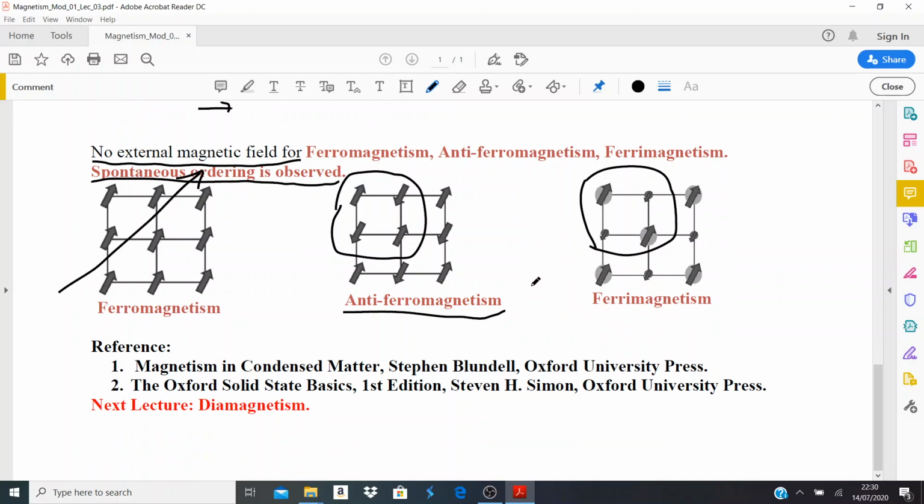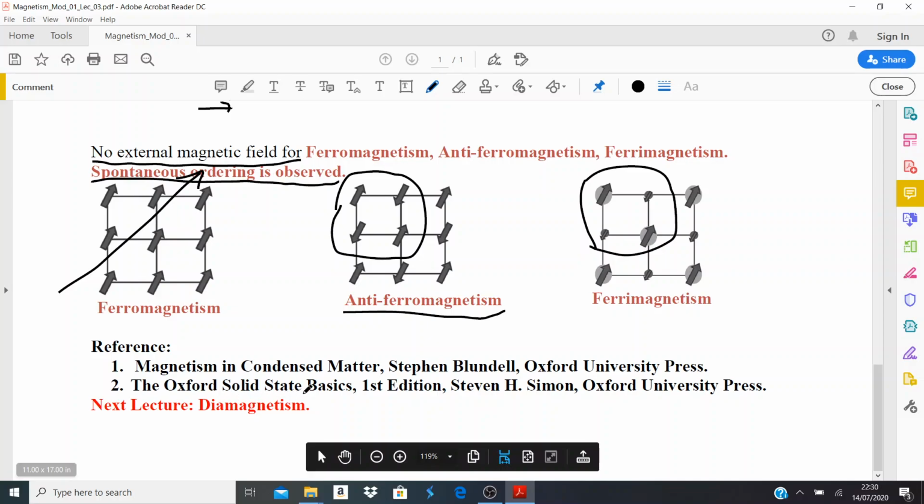Okay, that's about it. If you want to read about these things in detail, there are two references I would suggest. One is the usual one that I've been saying for the last few lectures. This is the new one, which is the Oxford Solid-State Basics, first edition, by Steven Simon from Oxford University Press. I think that's about it, and in the next lecture I will start with the understanding of diamagnetism.